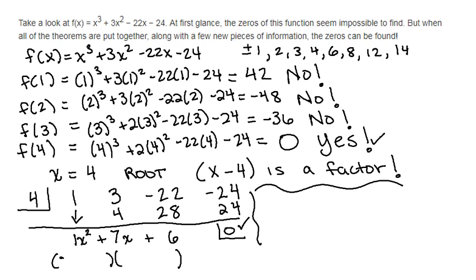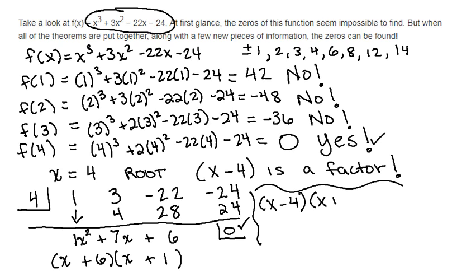So I'm going to factor. Factors of x squared are x and x. 2 factors of 6 that add up to 7. I would go 6 times 1. And we want them to be positive, so we get positive 7. And so those are our other 2 factors. So this equation here, completely factored out, factors to x minus 4, the first factor I found, and then x plus 6 and x plus 1.